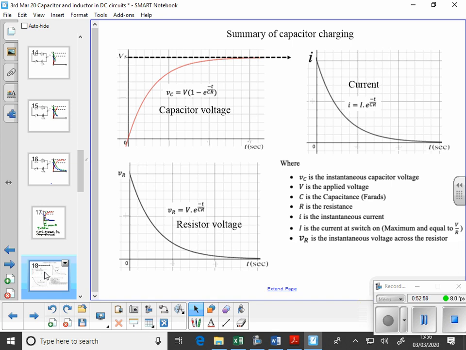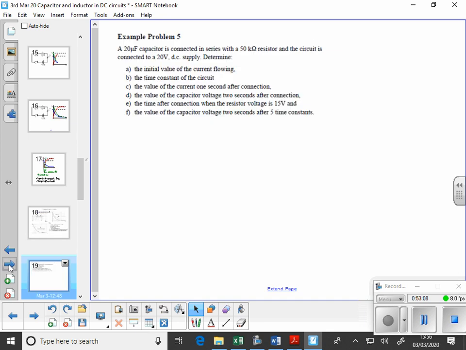So we're going to have a look at a problem now around the capacitor charge. That is this one. A 20 microfarad capacitor is connected to a 50 kilo ohm resistor, and the circuit is connected to a 20 volt DC supply. I'm not going to attempt to draw that circuit on. Normally I would, but with the board how it is today, I'm not going to even bother.